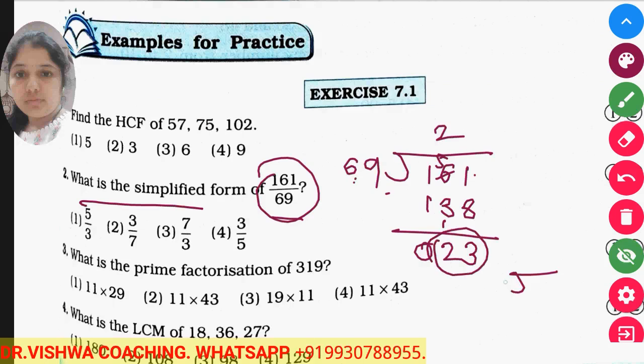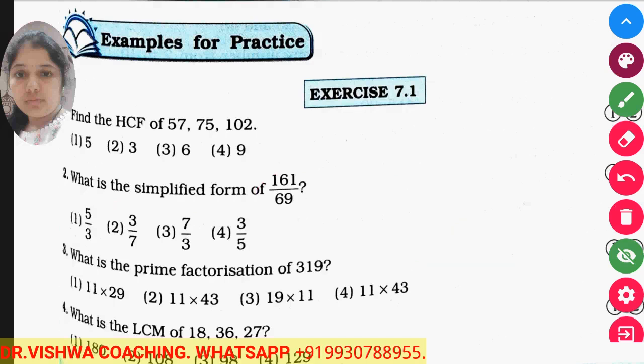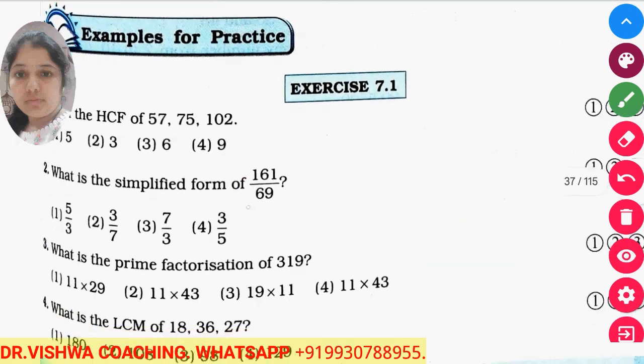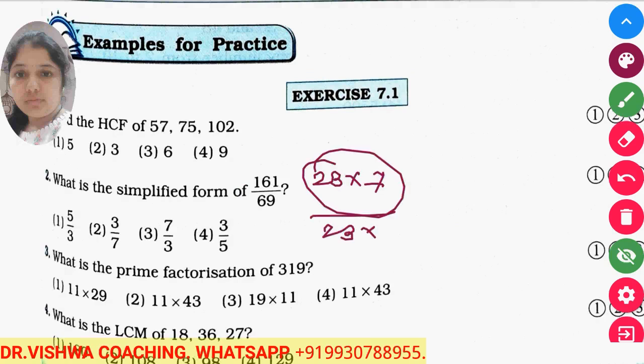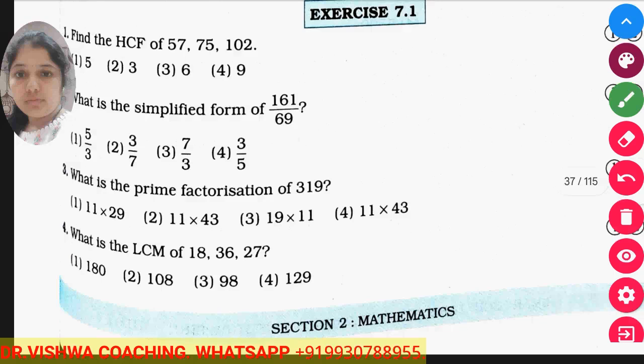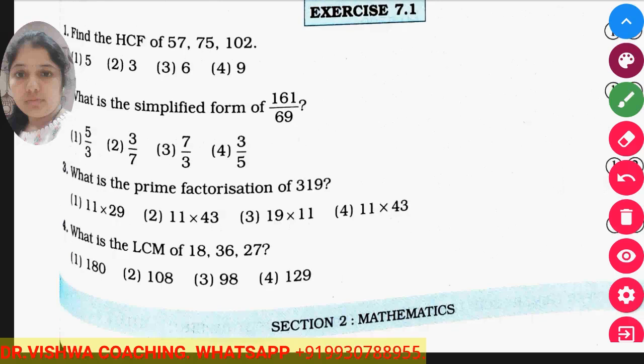Now divide this 69 with 23. Division method we are using. So 23 3s are 69. So it is completely divisible. So 23 is the common factor of both of them. So now you divide this number with 23, this number with 23, you will get the simplified form of it. So 23 7s are 161 and 23 3s are 69. Okay, so in this way 7 upon 3 is the simplified form of this number.